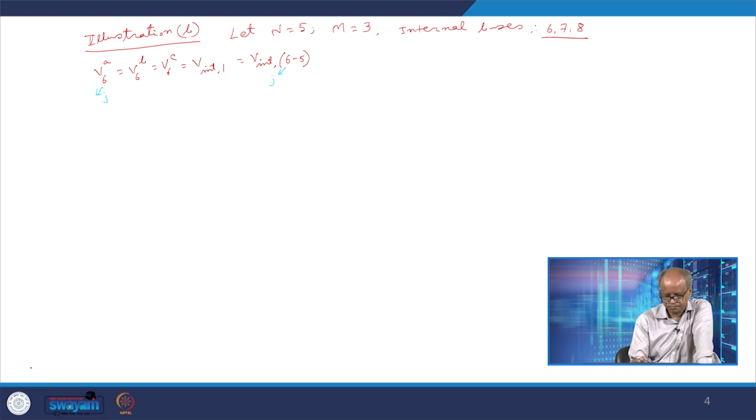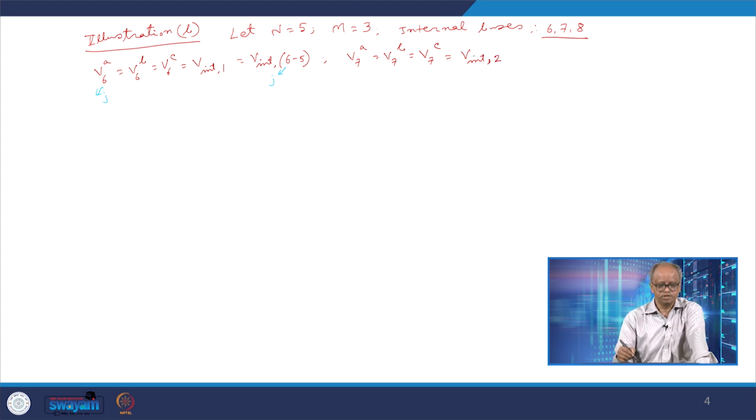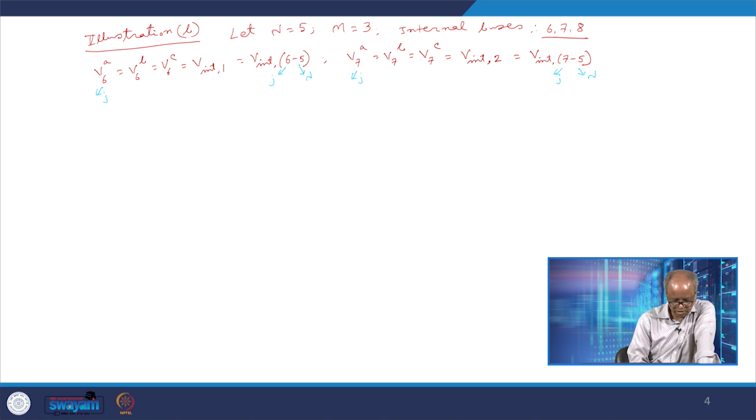Similarly, V7A is equal to V7B is equal to V7C because we are taking them as internal buses. We say that this is the internal bus corresponding to generator 2, which is connected at bus 2. So V internal 2, I can write down as V internal 7 minus 5. Here n is equal to 5, J is equal to 7, and this is n, right.